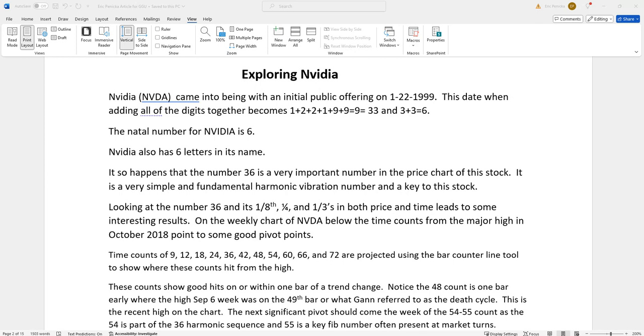In this case, we've got the IPO of Nvidia on 1/22/1999. That reduces to a 6, which you can see in the document there in the first sentence. And then the natal number would be 6, and it also has 6 letters in its name, which is kind of interesting as well. So you want to look at the 6 harmonics. You can use those as price and time count harmonics, and also you can square it to come up with a master number for Nvidia of 36.